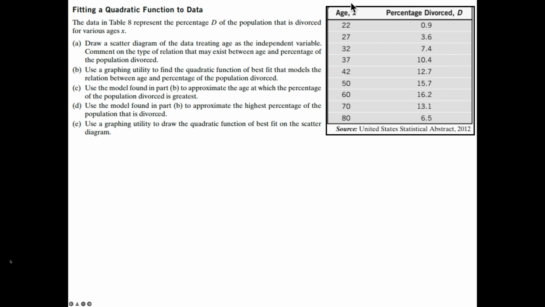So again, in the table, these are our X's, these are our Y's. That's what we're going to put in for L1 and L2. They want us to draw a scatter diagram of the data, treating age as the independent variable, that's your X. Comment on the type of relation that may exist between age and percentage of the population divorced. So they're asking us, is it linear with a positive or negative correlation? Is it quadratic?